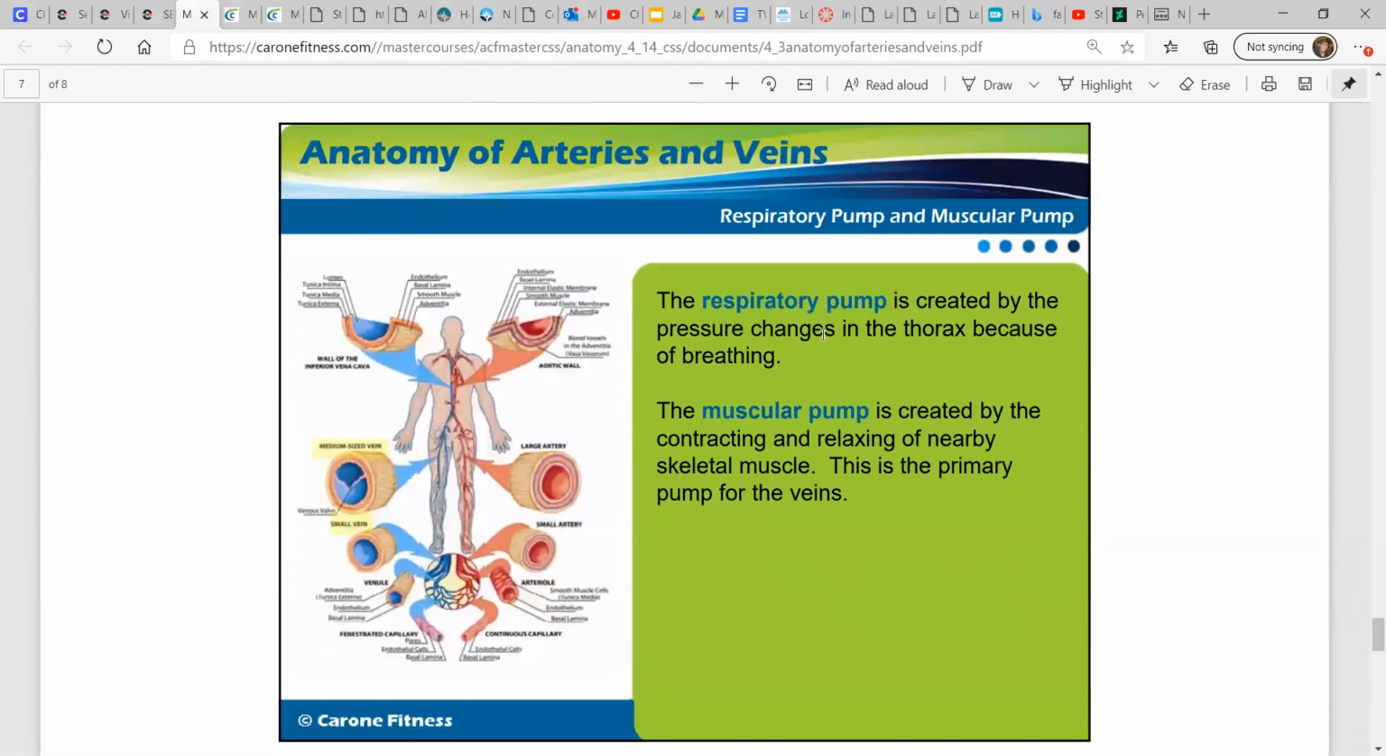The respiratory pump is created by the pressure changes in the thorax because of your breathing. So your breathing allows your body to pump blood in a certain direction. And we also have the muscular pump that is created by the contracting and relaxing of nearby skeletal muscle. This is the primary pump for the veins.